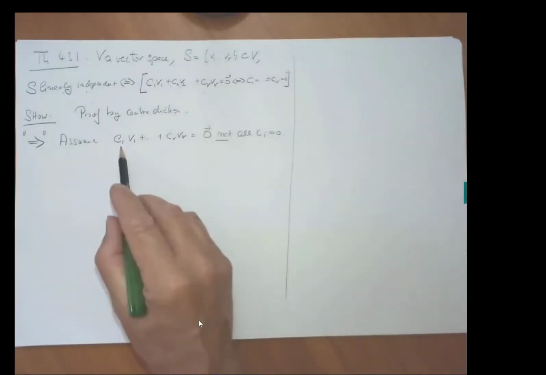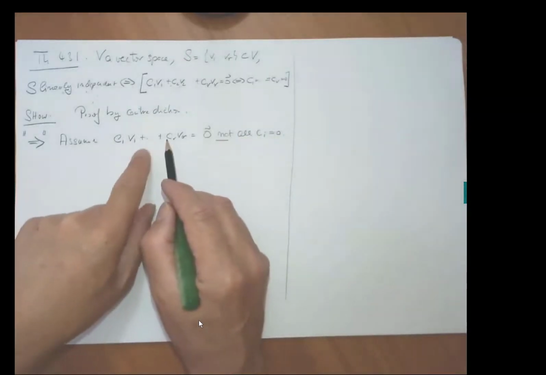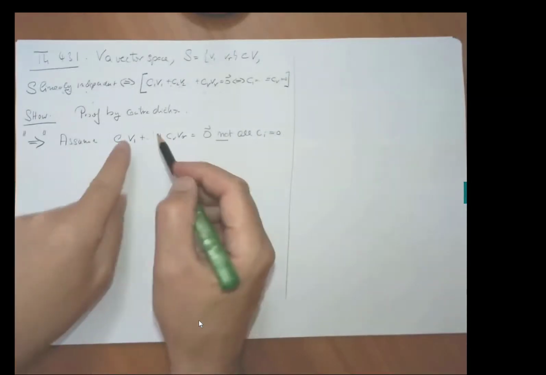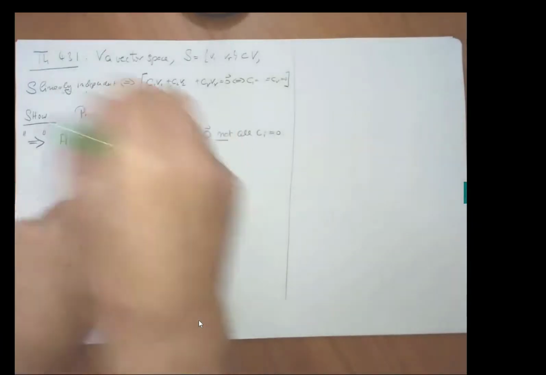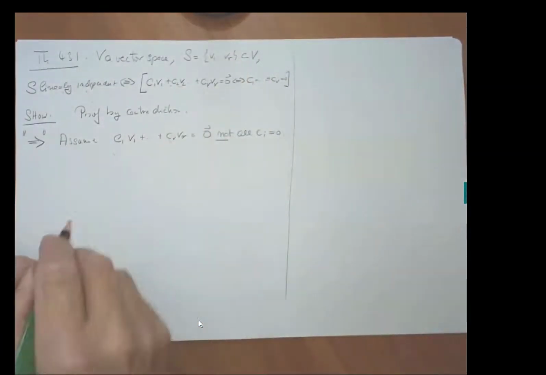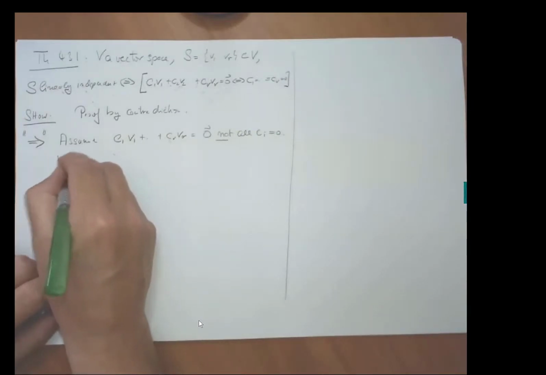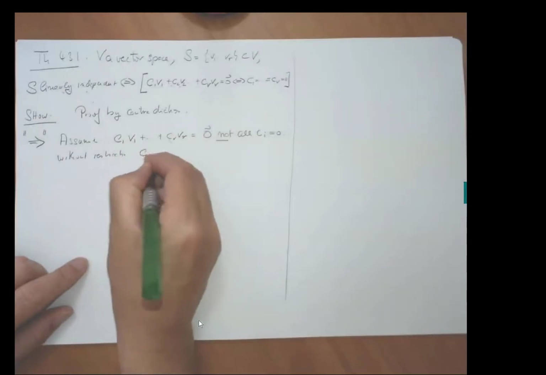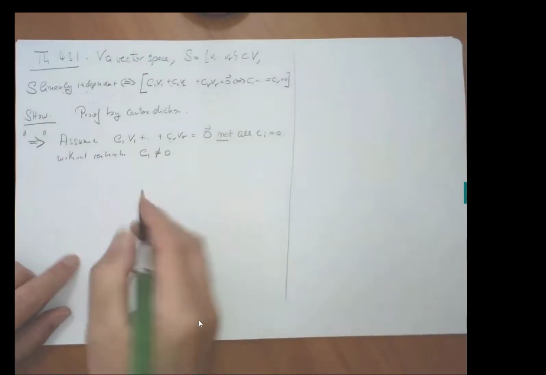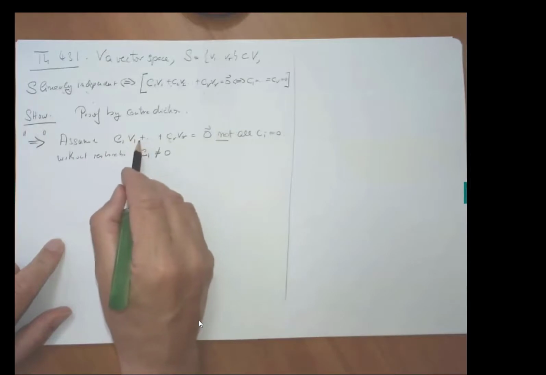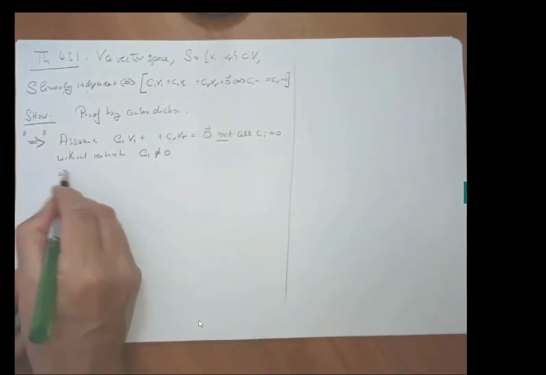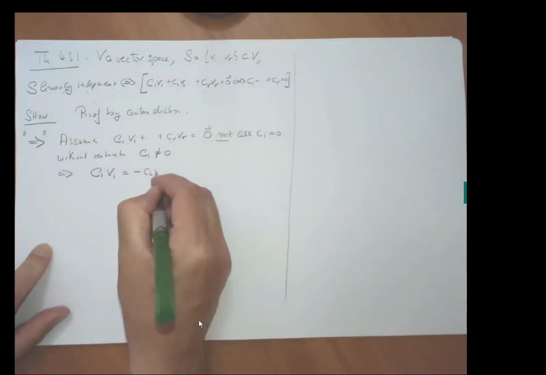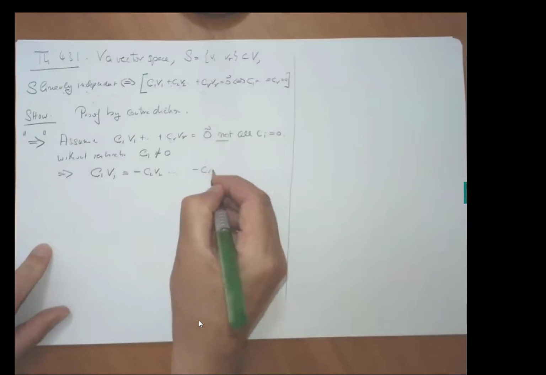And now it's terribly complicated which one it is. So without restriction, I can assume number 1 is non-zero, because if it's number 15, I just change 15 and 1. We can always change. So without restriction, C1 not equal to 0. Then I take this equation and bring all the other vectors to the other side. So that means C1 V1 is minus C2 V2 minus up to CR VR.